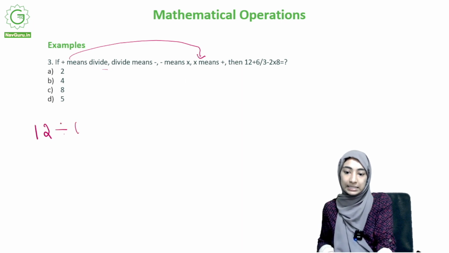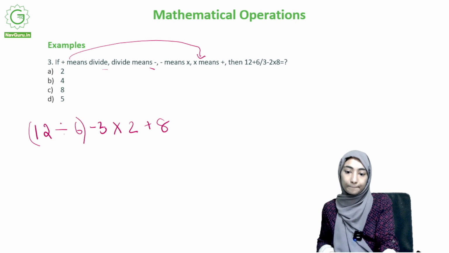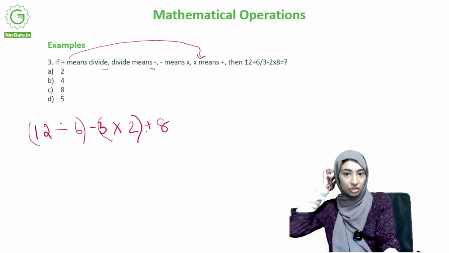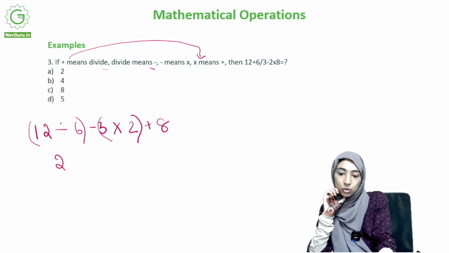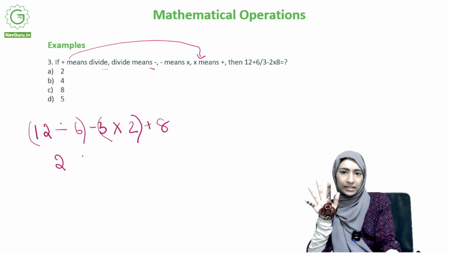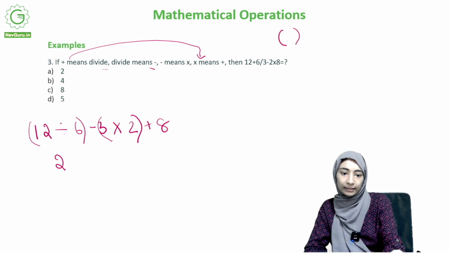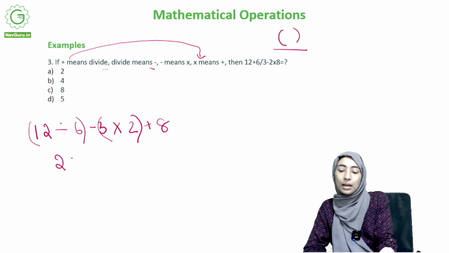12 divided by 6. Instead of divide, write minus. Minus 3. Instead of minus, write multiplication into 2. Instead of multiplication, write plus. Plus 8. Give parentheses for your multiplication and division because these have more precedence. Right, so 12 by 6 is 2. Oh, by the way, in case you do not know, what we mean by parentheses is these brackets. Okay. Minus 3 into 2 is 6 plus 8.